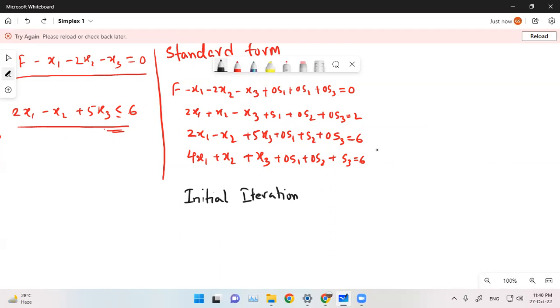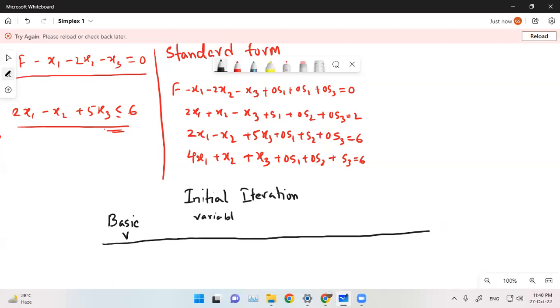So whatever suits you, you take that one. We're starting with the initial iteration, and the format is writing the basic variables. Shortly, we write basic variables. Then variables, basically all of them here.